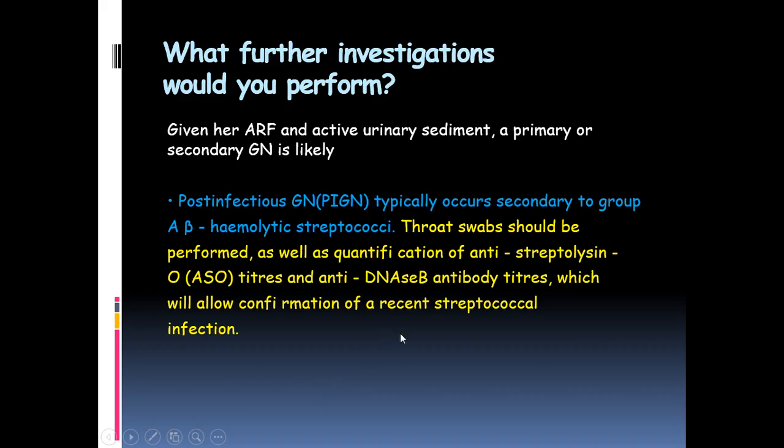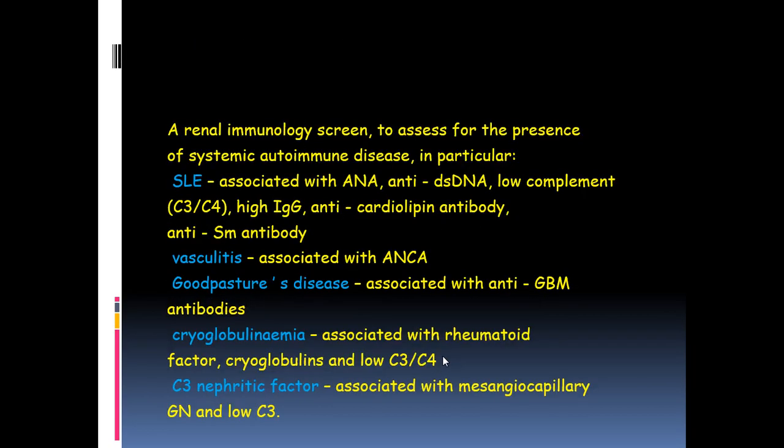You can perform the throat swabs to quantify the antistreptolysin O titers and anti-DNase B antibodies. So the serological markers indicating the presence of streptococcal infection could be done. Other entities in which we can get a glomerulonephritis-like picture are the SLEs and associated with it all the serology which is needed. I'll be discussing them in detail.